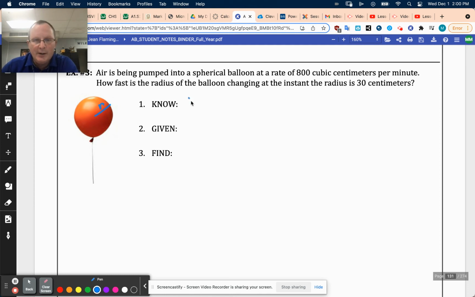All right, so we know the volume of a sphere is 4/3 pi r cubed. All right, and we are given, it says air is being pumped in, so we're told the rate at which that volume's changing. We're told the dV/dt. It's 800 cubic centimeters per minute.